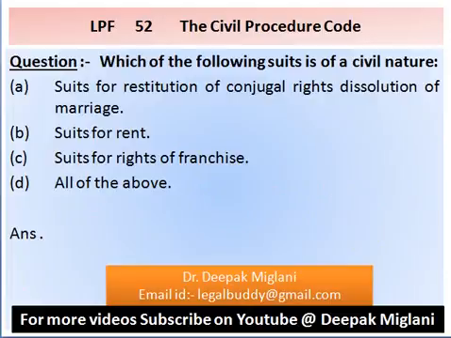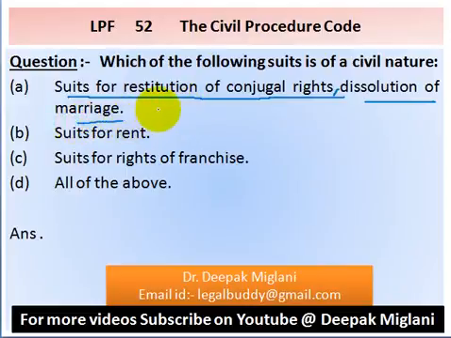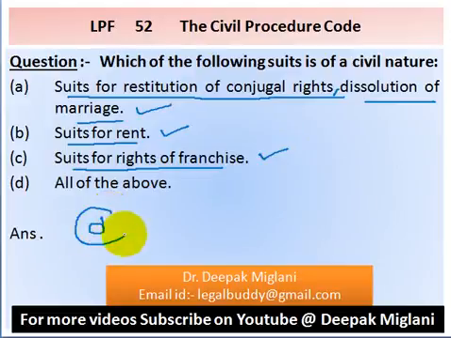Question number 52. Which of the following suits is of a civil nature? Option A, suits for restitution of conjugal rights, dissolution of marriage is a suit of civil nature. Option B, suits for rent is also of a civil nature. Option C, suits for rights of franchise is also of a civil nature. So answer is option D. D is answer.